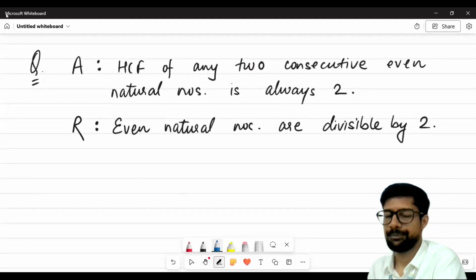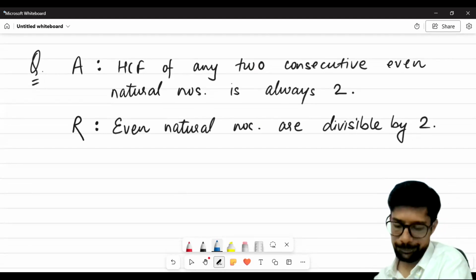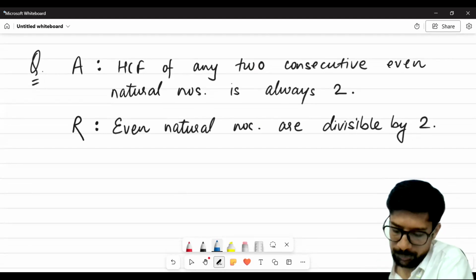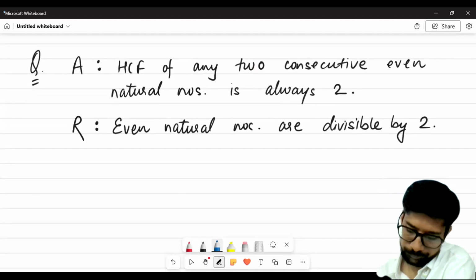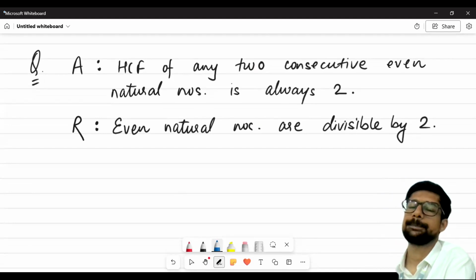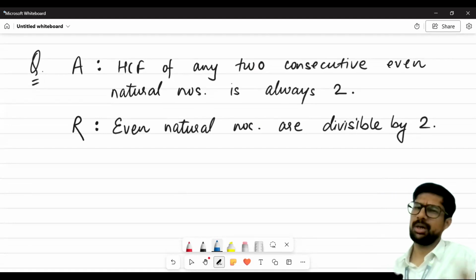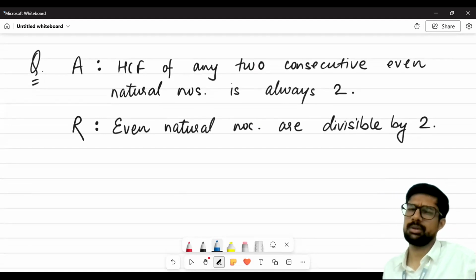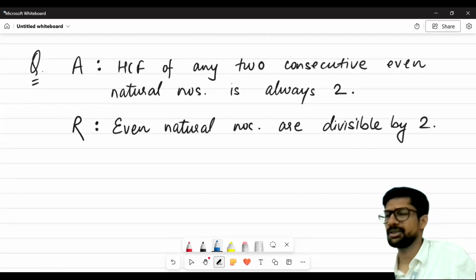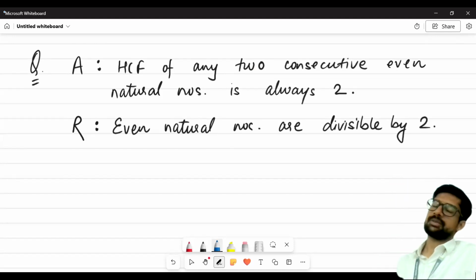Okay, fine. Think over it. Think over both the statements. Consider every possibility of what the answer could be. You already know the options: A is true, R is false; R is true, A is false; both are true, but not the correct explanation; both are true, and the correct explanation. So select out of them.